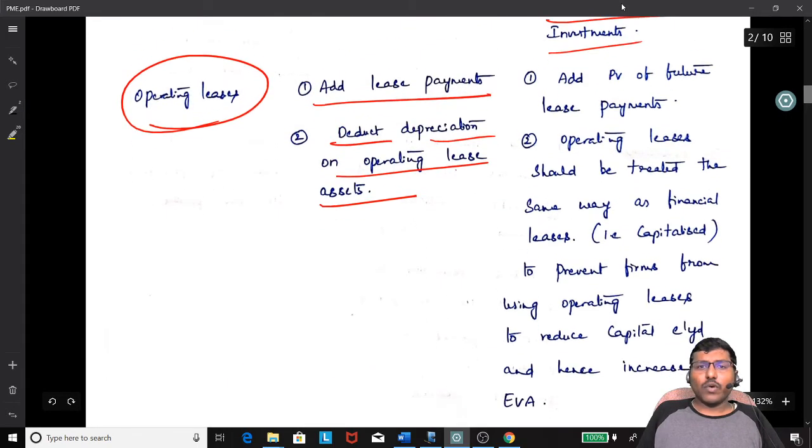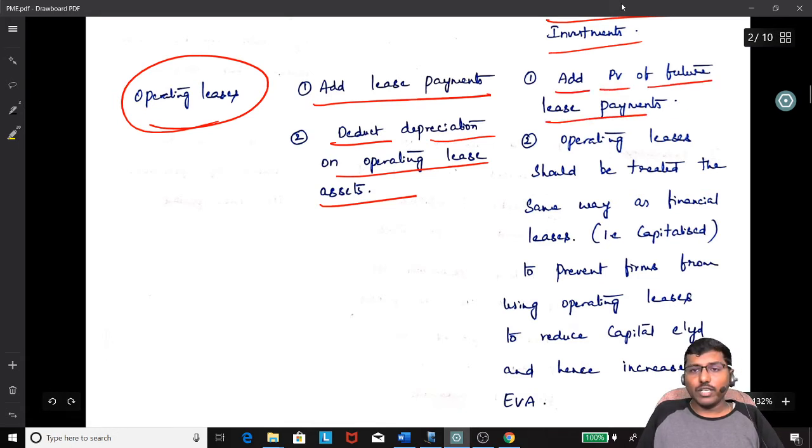Operating lease is quite a bit different from financial lease, whereas here the treatment is pretty much similar to financial lease. There's a logic behind that. What is the adjustment you have to do with respect to capital? Add present value of future lease payments. Operating leases should be treated the same way as financial leases. That means it should be capitalized.